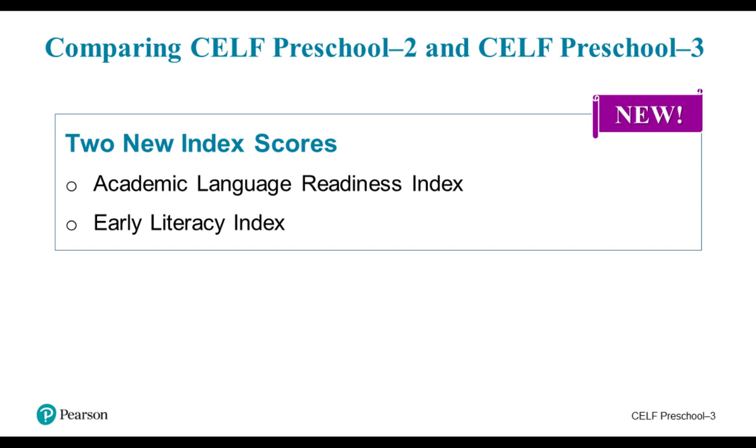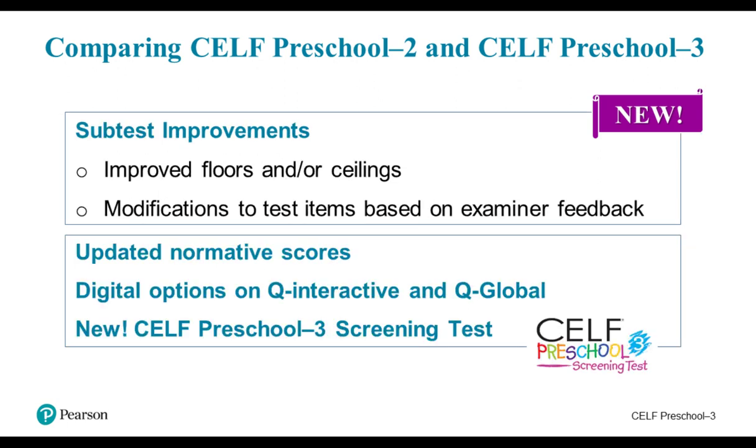We offer 2 new index scores, and I alluded to this when we were talking about the learning outcomes. There are 2 new index scores, the Academic Language Readiness Index and the Early Literacy Index. And we'll go into more detail on each of these here in a few minutes. In addition, when we compare CELF Preschool-3 to CELF Preschool-2, there are a number of subtest improvements. We expanded the floor of the test to provide greater diagnostic value for children ages 3 through 4 years, and we expanded the ceiling of the test to provide greater diagnostic value for children between the ages of 5 years and 6 years.